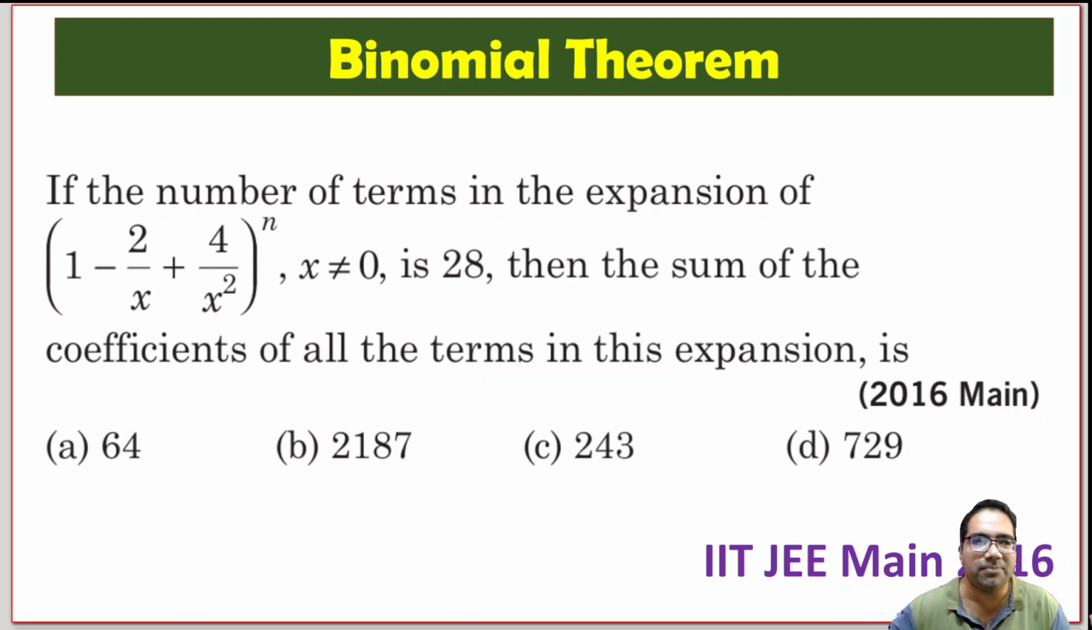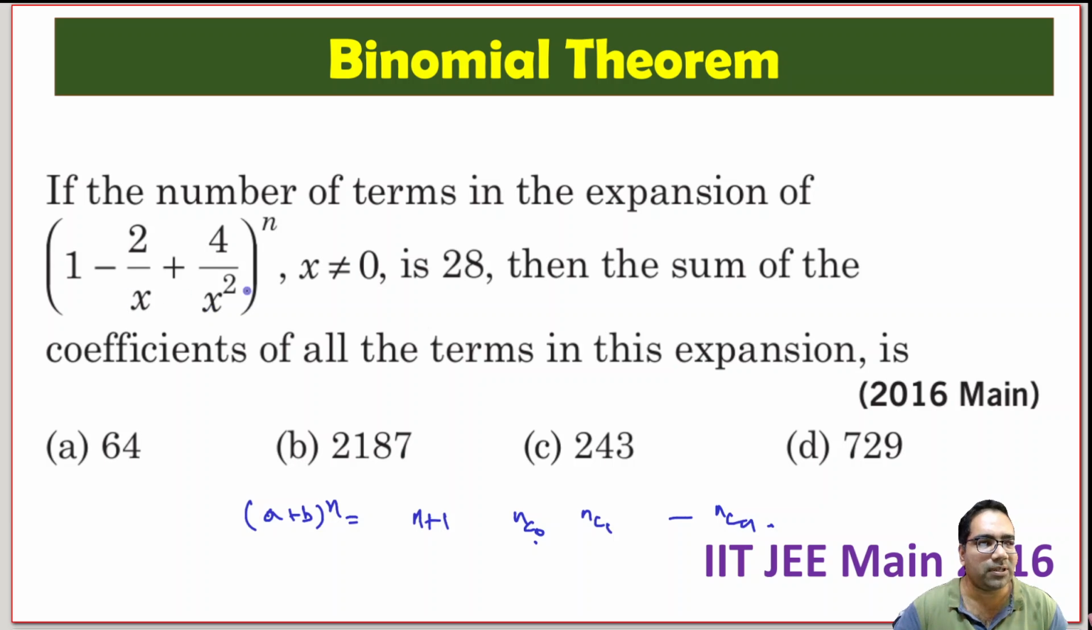So for example, if it is (a plus b) whole power n, we know there will be n plus 1 terms. But here it is in the form of a plus b plus c. We know the general binomial expansion (a plus b) whole power n will have how many terms? n plus 1 terms. Right. Coefficients will start from nC0, nC1 up to nCn. So there will be n plus 1 terms.